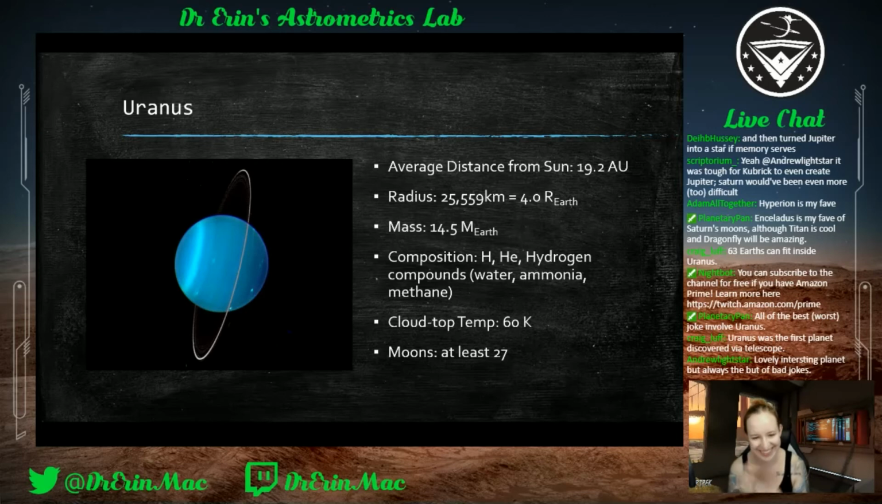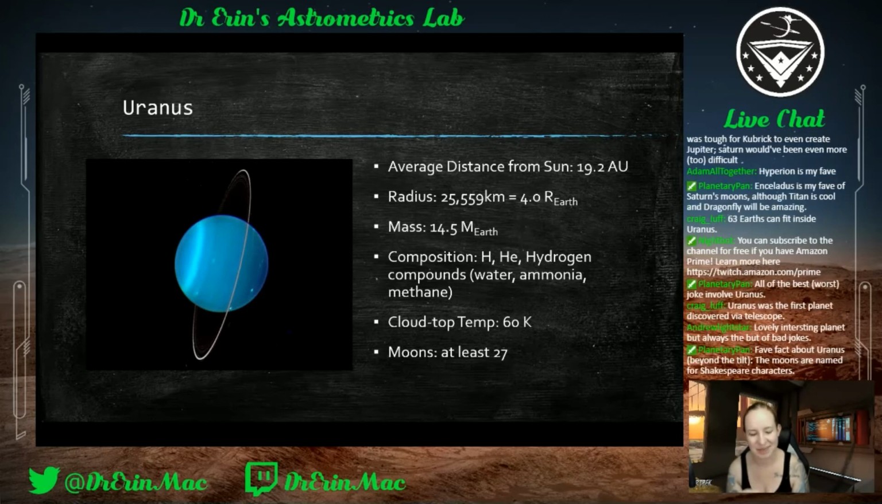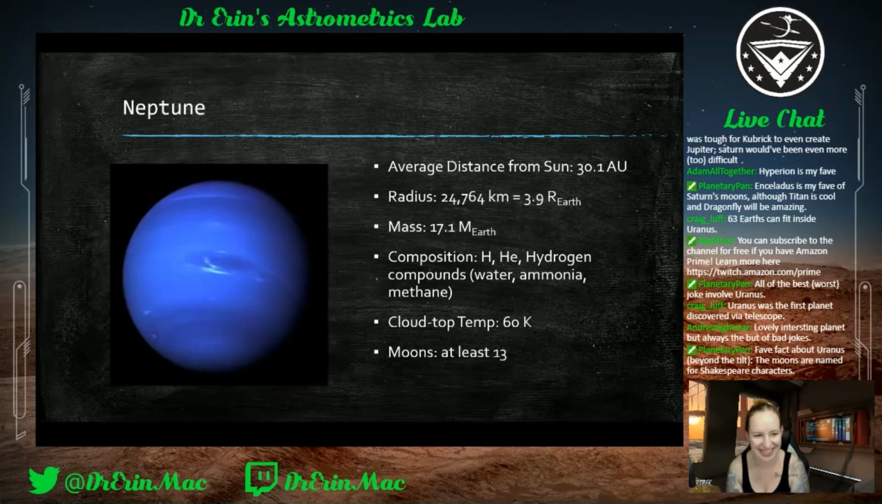Andrew, always the butt of bad jokes. Brilliant. And yep, the moons are named for Shakespeare characters. You guys are killing it. This is awesome. All the best facts. I appreciate this. So now Neptune.